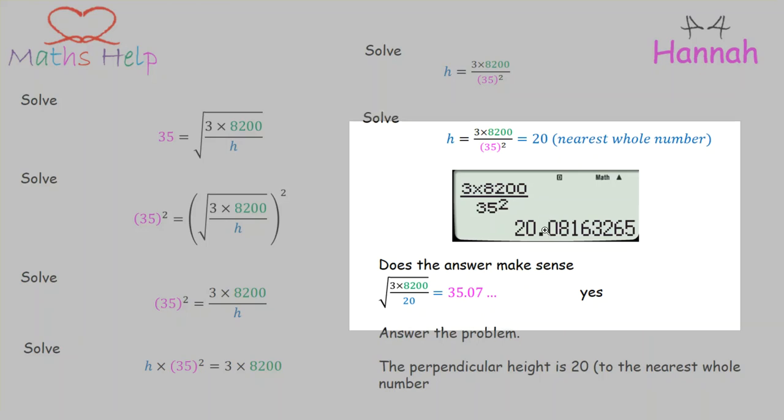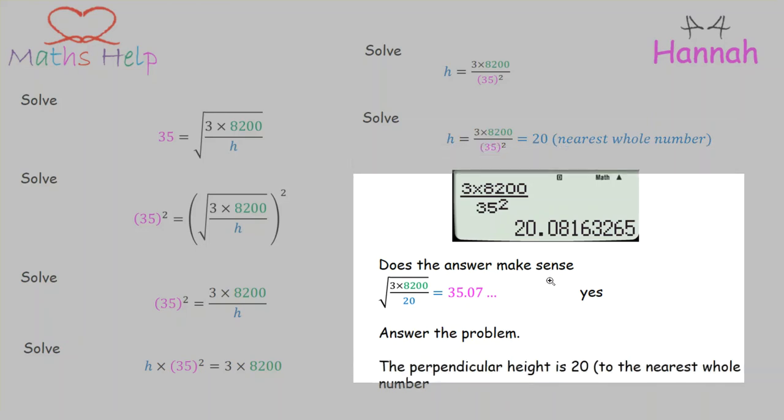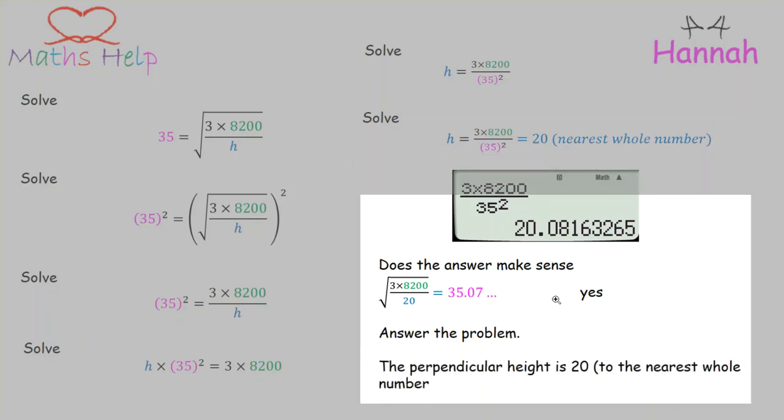So we say yes. We then answer the problem, and the perpendicular height is 20 to the nearest whole number.